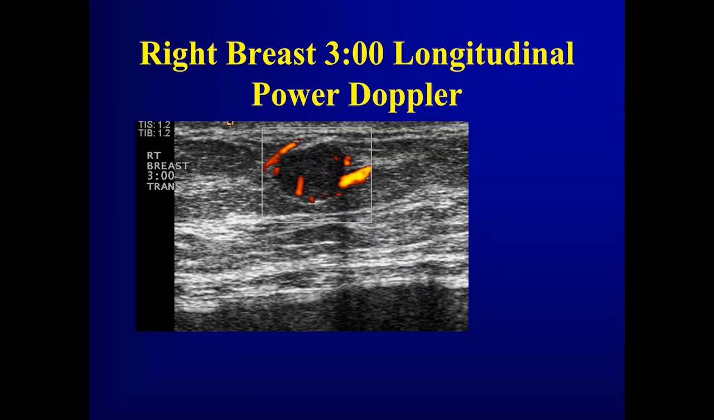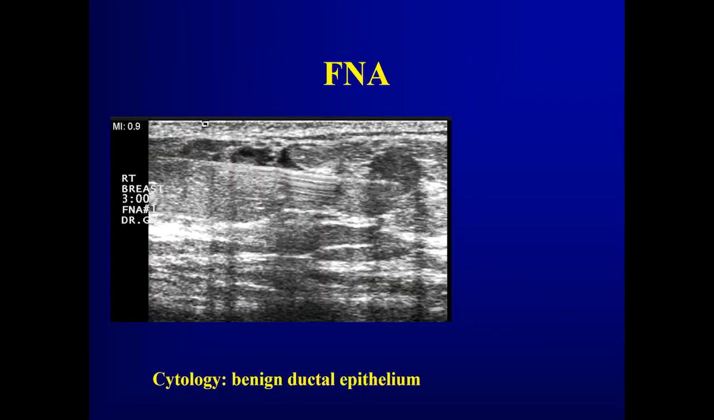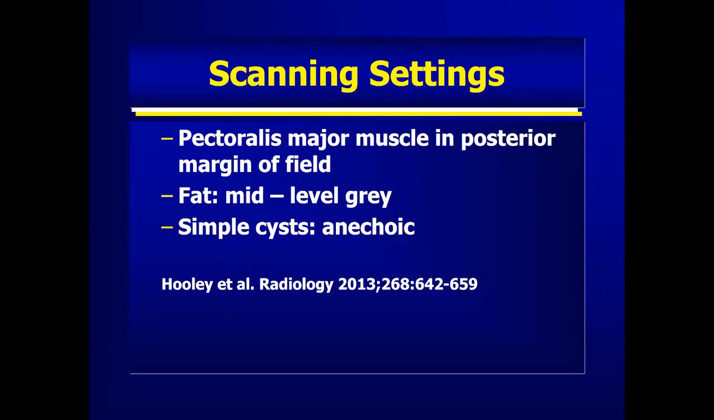And with power Doppler, we can see the flow mainly peripheral. And power Doppler is quite good in ultrasound, especially when we're looking at slow flow in small vessels, as you see here. A nice example of peripheral flow with power Doppler. In this particular case, we did FNA, fine needle aspiration. As you can see, our needle tip is in the lesion, and cytology showed benign ductal epithelium. So it would fit with our thoughts that this was a benign lesion.